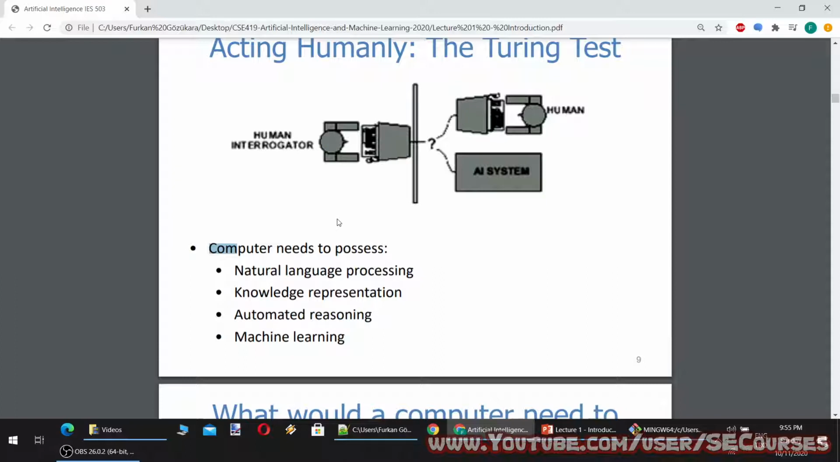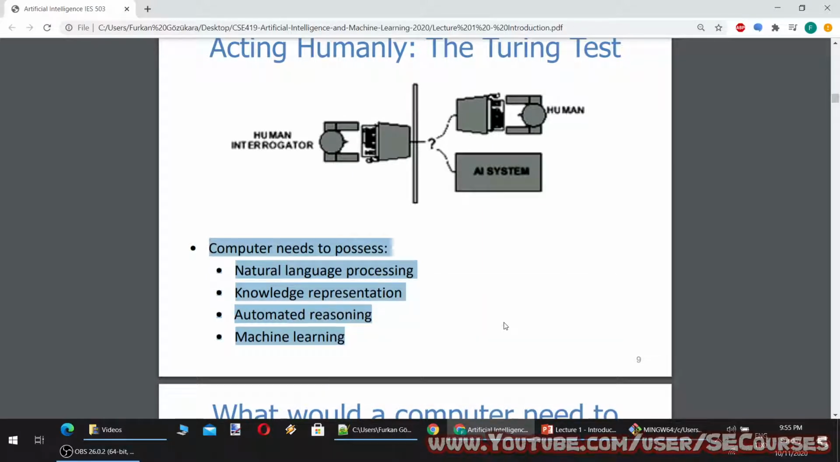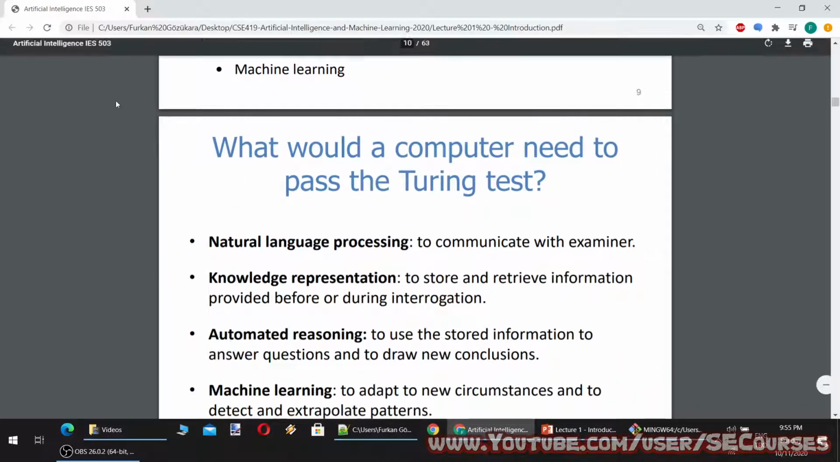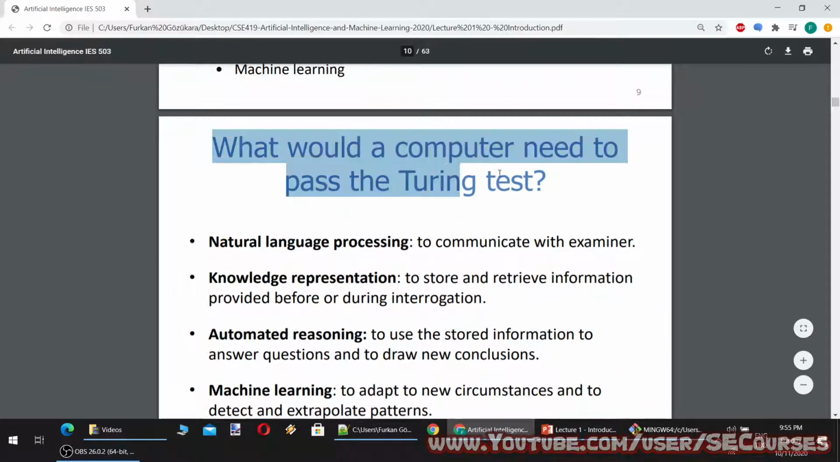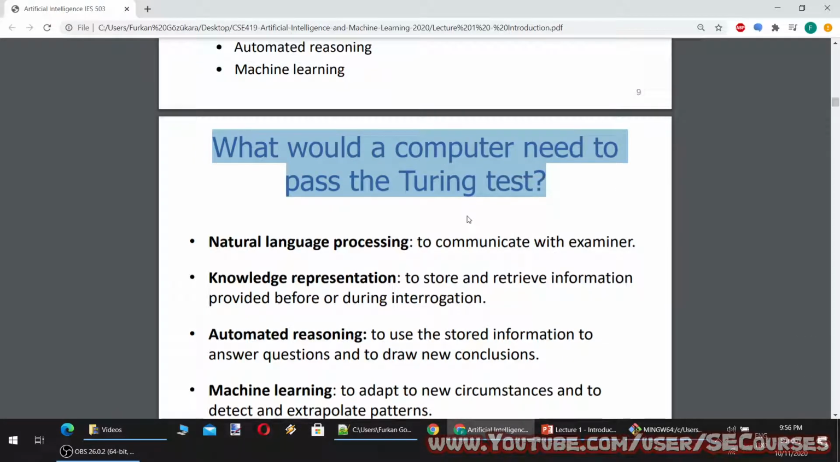So, for a computer to pass this test, it needs to possess these skills: natural language processing, knowledge representation, automated reasoning, machine learning. Okay, let's see what each of them means. What would a computer need to pass the Turing test?